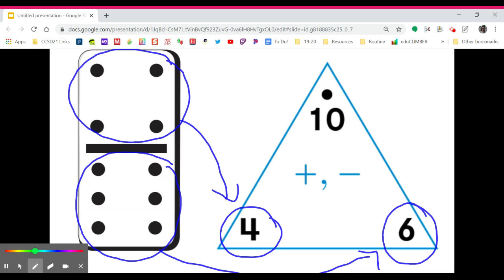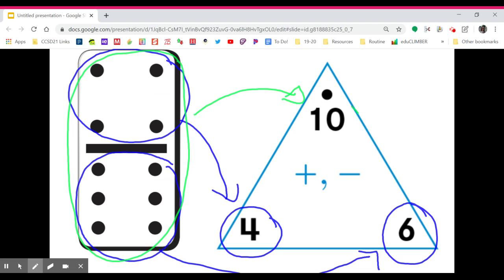The last thing that we talked about yesterday in regards to fact families, when we were looking at a domino, is that we need to look at the total number of dots. And we talked about that being 10 for this specific domino. When we look over here at our fact triangle, we also see the number 10 represented. So all three numbers that are represented on the domino are also represented here on the fact triangle.